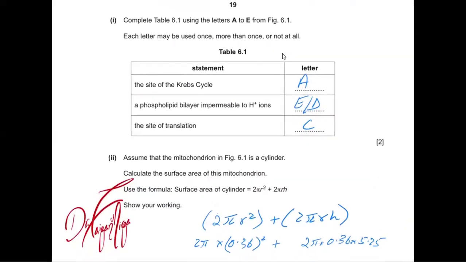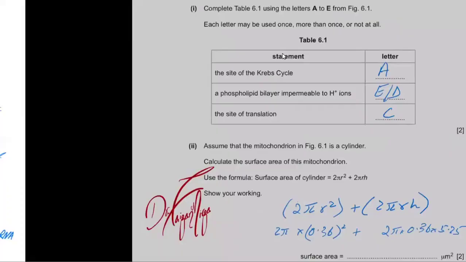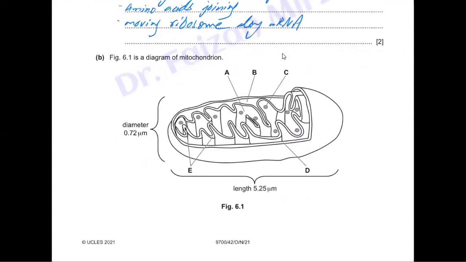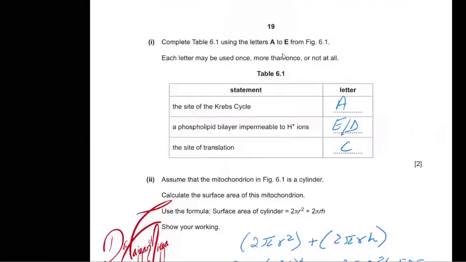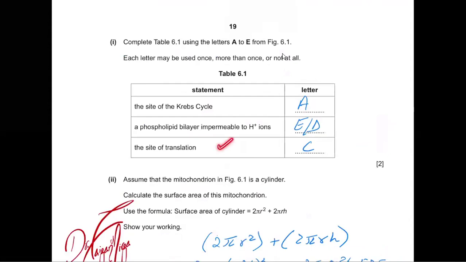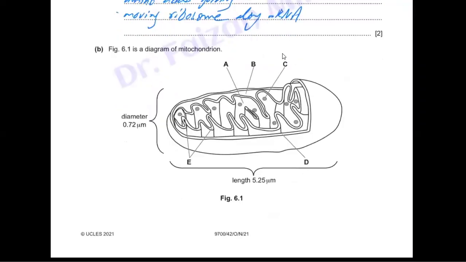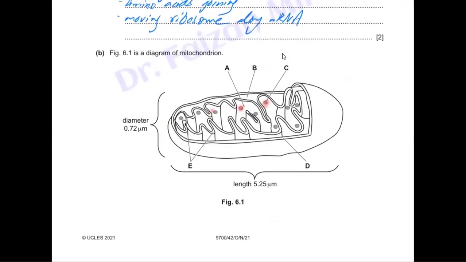Then the phospholipid bilayer impermeable to H plus ions, where H plus ions cannot move. The answer could be either E or D. We know that this region is impermeable to H plus ions, because protons move through this membrane and not the other one. The other one mentioned is D as well. Site of translation: translation we know occurs on ribosomes. So the structures shown to us, these C structures, must be the ribosomes. That's why they are shown to us separately. So this is C.